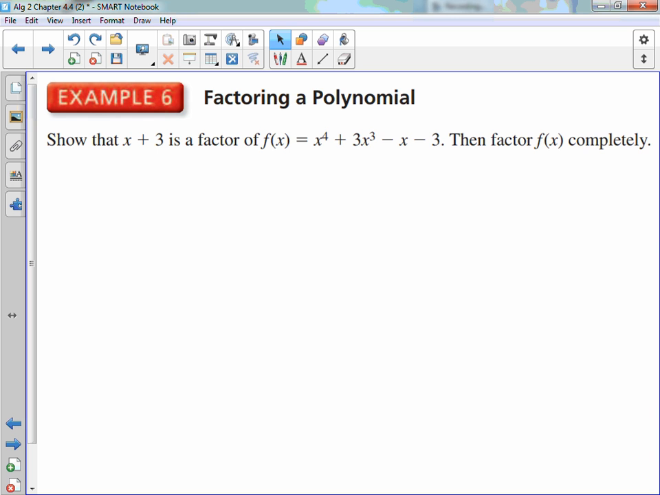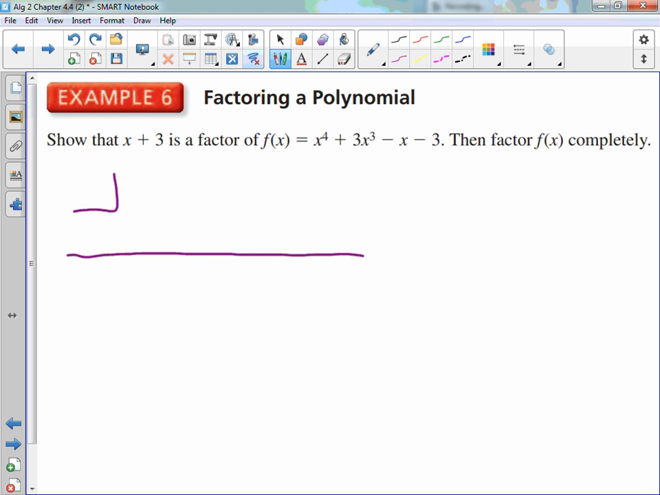Then what? Then factor it completely. Then we have to factor it completely. So let's start off by showing that x plus 3 is a factor. So to do that, well, I'm going to use synthetic division. Here, plugging the value in, solving and plugging it in is not going to be helpful.